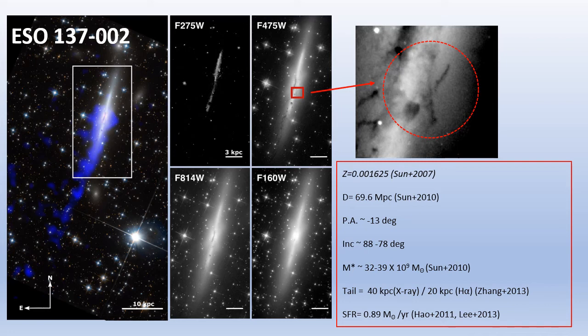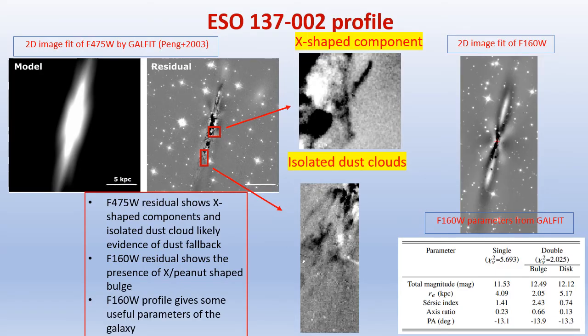An X-shaped feature is shown on the top right, which might be due to possible gas fallback, a hint of ram pressure stripping. We applied a 2D image fitting algorithm called GALFIT to make a model and residual images in the 475 filter, as shown by the two images on the left panel. The residual shows dust substructures which extend up to 14 kiloparsec from the nucleus to the south. The X-shaped feature and the isolated dust clouds shown by red boxes are likely gas fallback.